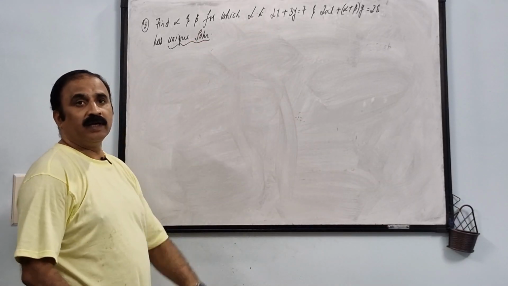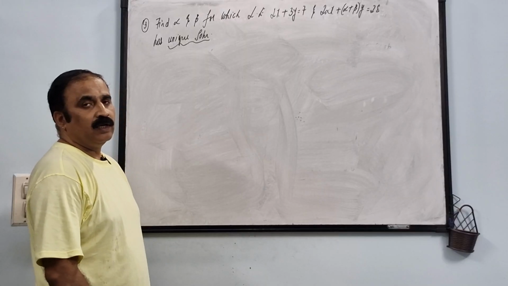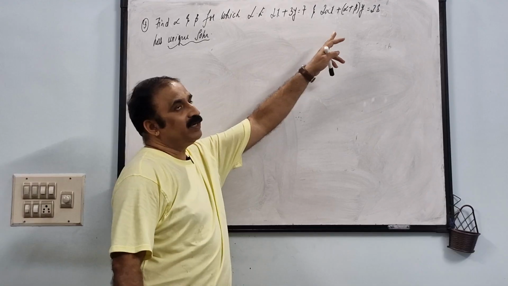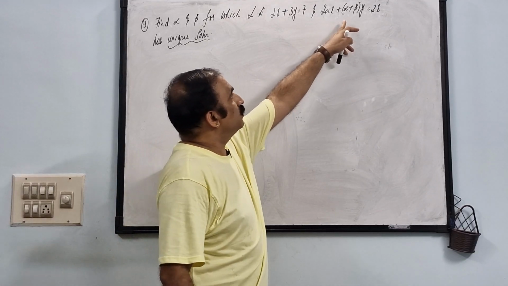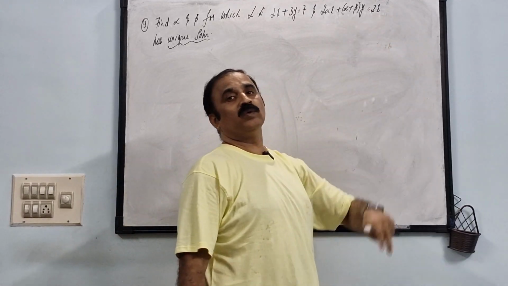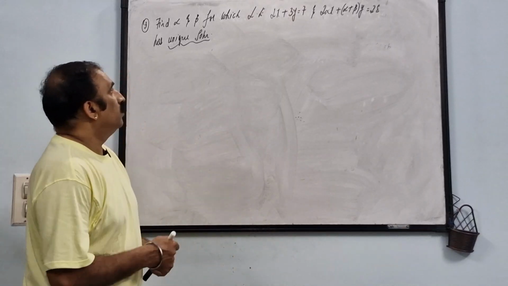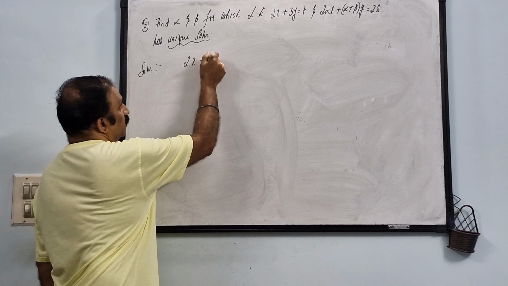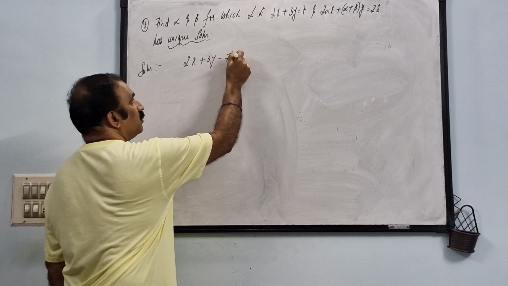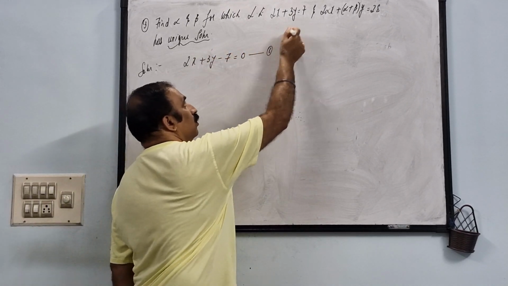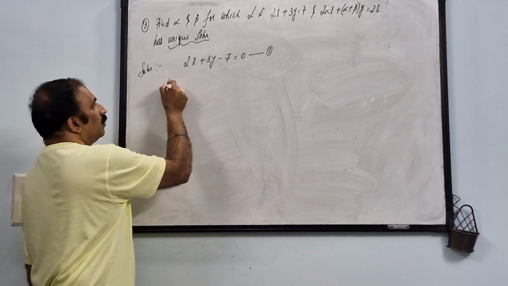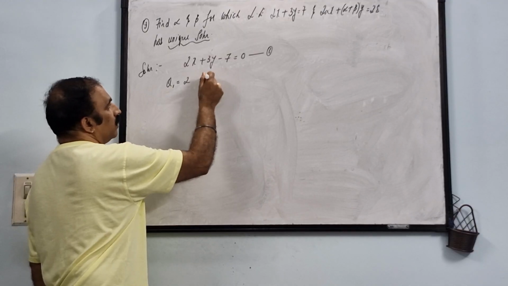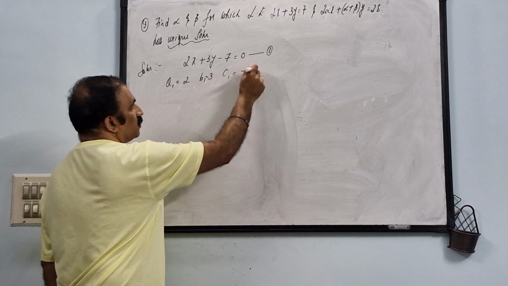Now, next one, from linear equations in two variables, we have to find alpha and beta, in which the first linear equation is 2x plus 3y equal to 7, and the second equation is 2 alpha x plus (alpha plus beta) into y equal to 28. Now, we will take up the first equation. The standard form is 2x plus 3y, plus 7 is shifted, it becomes minus 7, equal to 0. So a1 is equal to 2, b1 is equal to 3, and c1 is equal to minus 7.